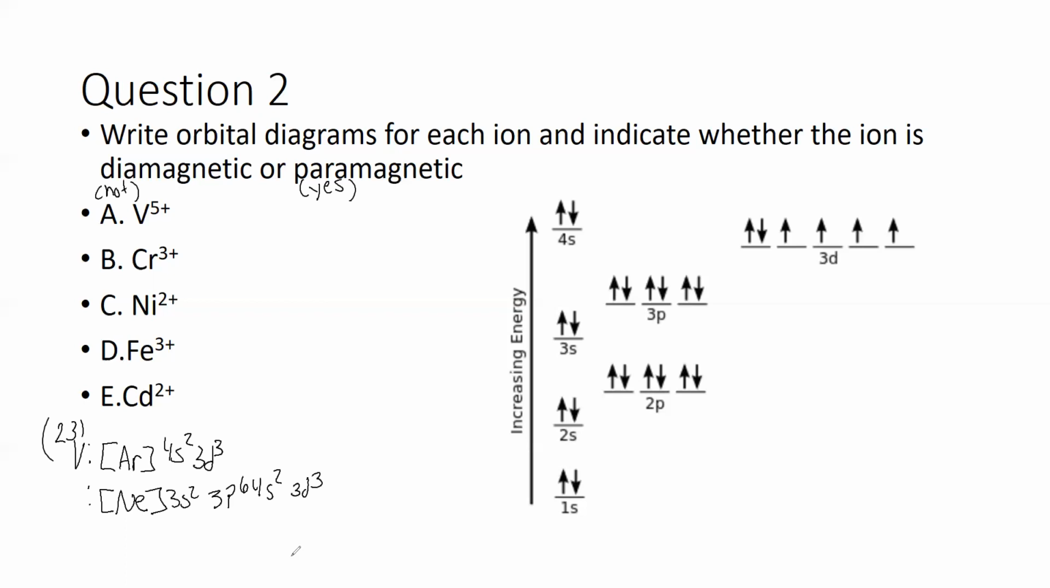And now I'm going to take away 5 electrons because it's plus 5. So I lose 2 electrons from my outermost shell, which is the 4th energy level. So 2 electrons from 4s2. Then I lose it from the d orbital, so 3d3. I lose 3 electrons there. That's a total of 5. And my electron configuration then is neon 3s2, 3p6. So let me write out my orbital diagram here for 3s2, 3p6.